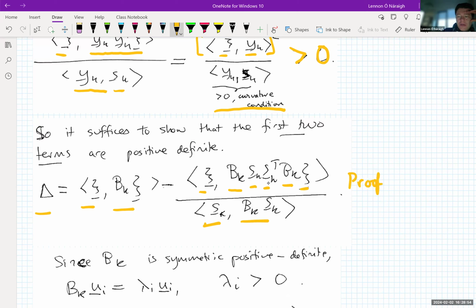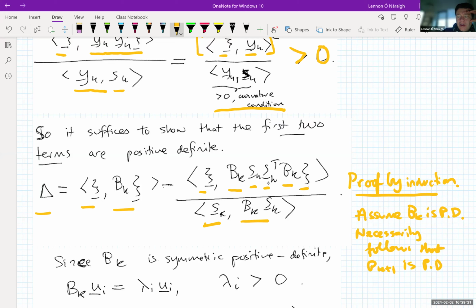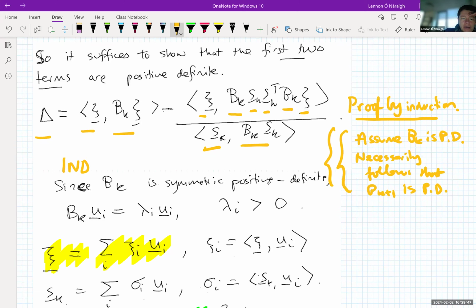So we're going to assume that B_k is positive definite, and we're going to show that it necessarily follows that B_{k+1} is positive definite also. And if we can establish this step, we're done, because B0 is positive definite. So having established this step, B1 will be positive definite. And once B1 is positive definite, by the same argument, B2 will be positive definite, and so on and so forth for all k. So we make the inductive hypothesis that B_k is symmetric positive definite.